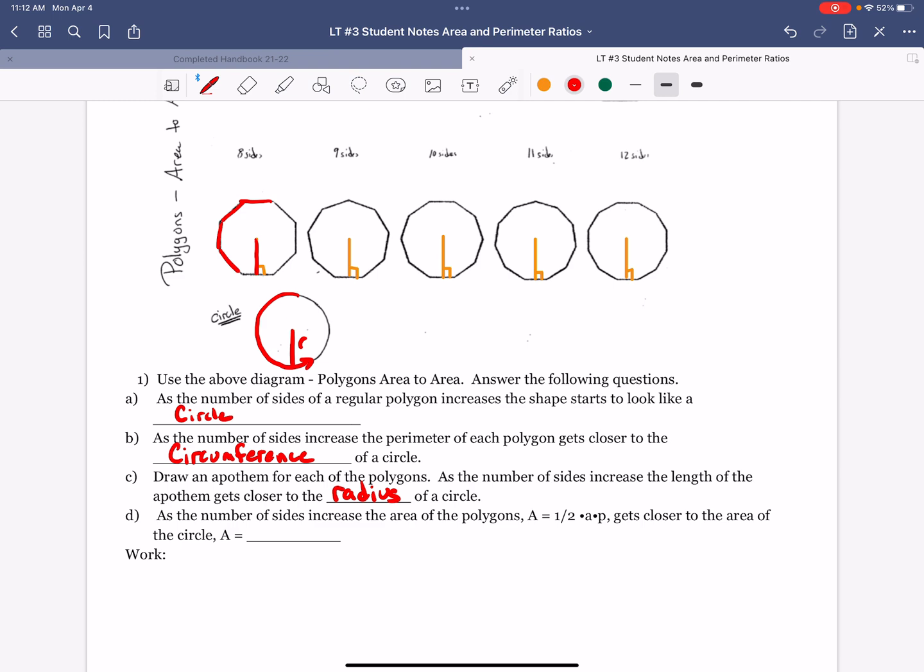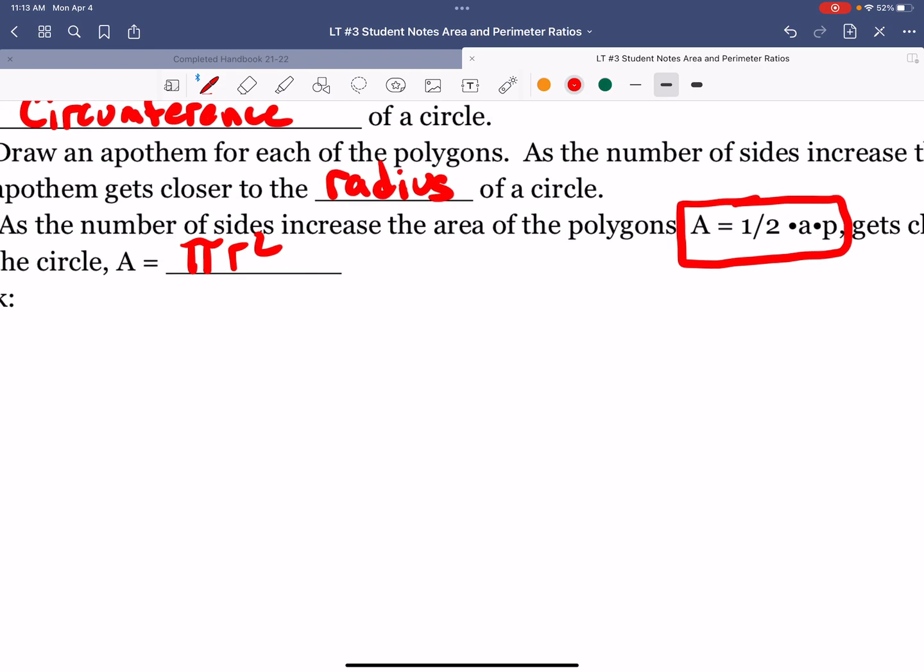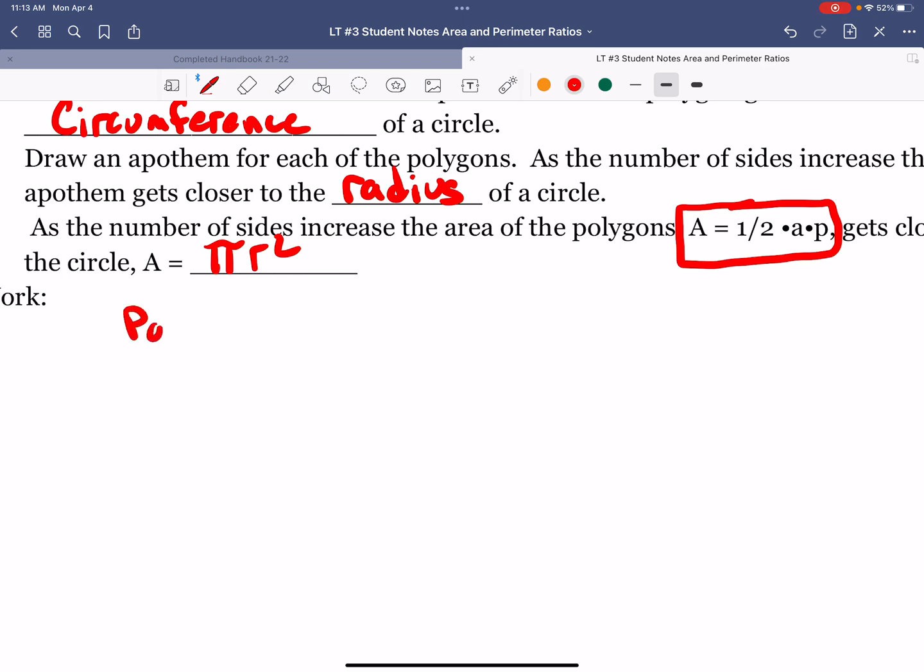As the number of sides increases, the area of the polygon, which we know to be 1/2 AP or 1/2 apothem times the perimeter, gets closer to the area of a circle. We know the area of the circle is pi r squared. So let's see what that looks like. Polygon, we'll start with. The area is 1/2 apothem times the perimeter.